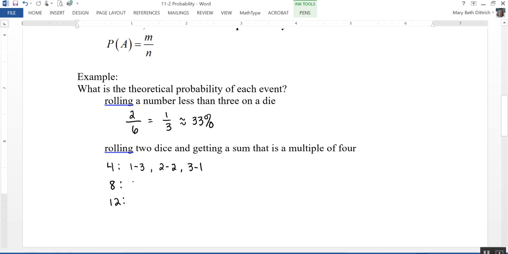How many different ways are there to roll an 8? Well, I can roll a 2 and a 6, a 3 and a 5, a 4 and a 4, a 5 and a 3. Notice that 3 and 5 and 5 and 3 are not the same because 5 occurs on the first die in one case and 3 occurs on the first die in the other. And then the last one is a 6 and a 2. And there's only one way to roll a 12, and that's a 6 and 6. So that is 3 plus 5 plus 1, so that's 9 possible ways to roll a multiple of 4. And there are 36 possible outcomes when you roll a pair of dice. So that's a probability of 1/4, or 25%.